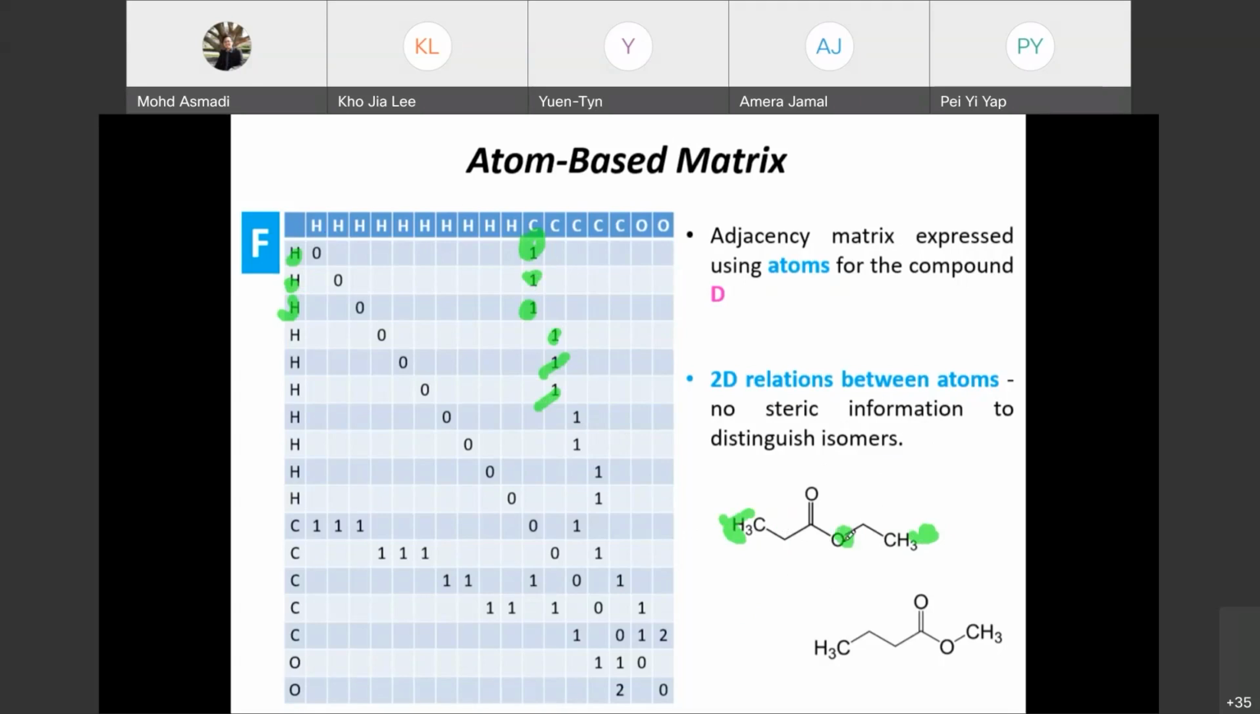For O here, we have a C, and we have another C. What else? Only C, and no more. So it's easy in terms of atoms.